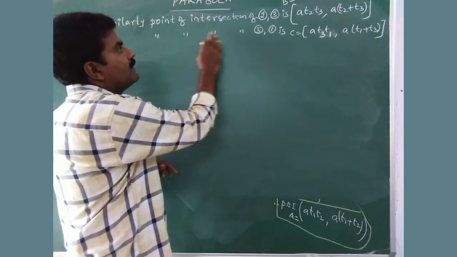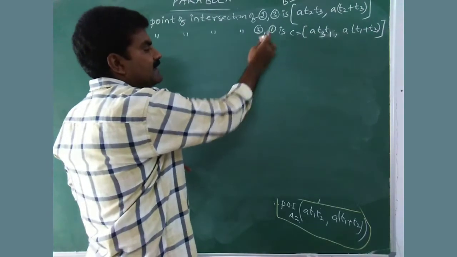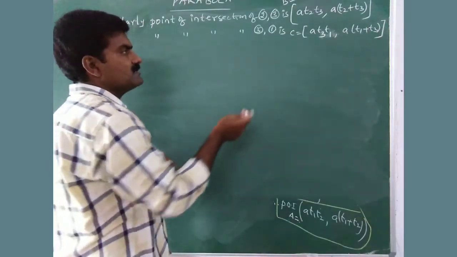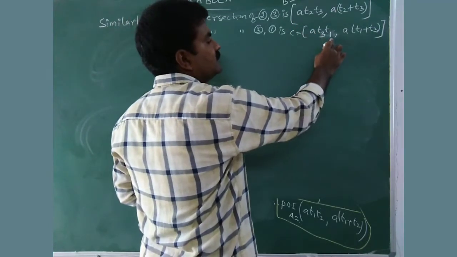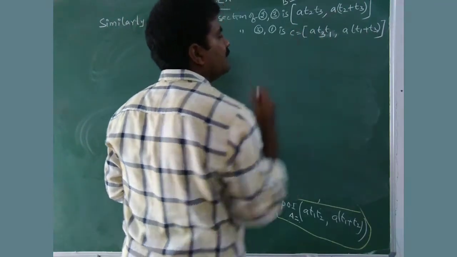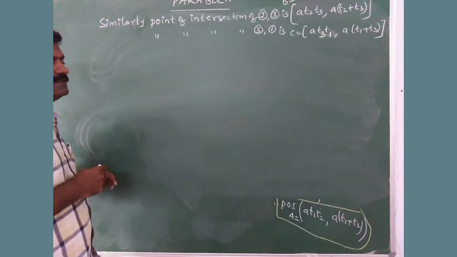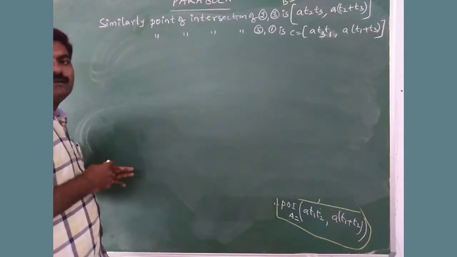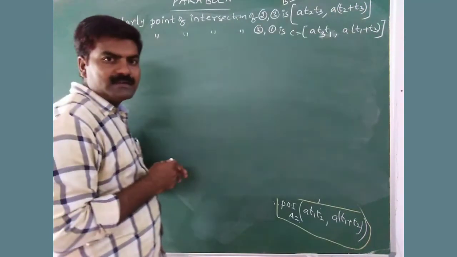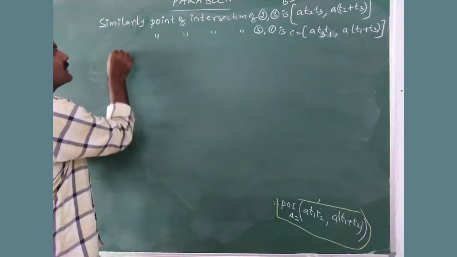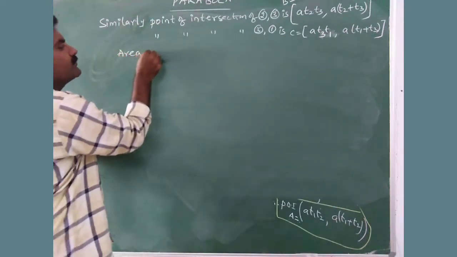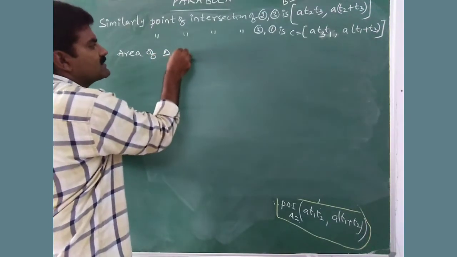Also find the point of intersection of equation 3 and equation 1, say some C, which is (a t3 t1, a(t1 + t3)). Now finally we got the points capital A, capital B and capital C. Then we can find the area of triangle ABC.